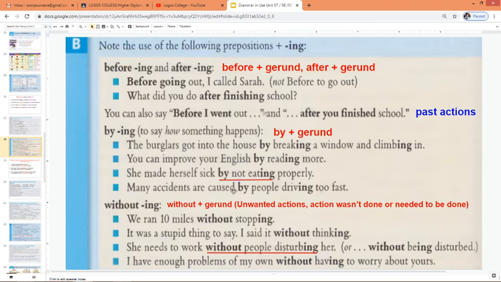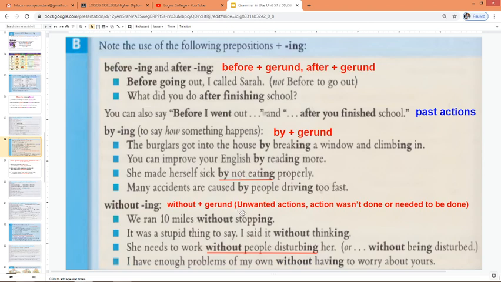Many accidents are caused by, in this case, people driving too fast, all right? So notice you can put a noun in between the word "by" and the gerund. So you can put a noun in between there if you want, and then the negative word "not" in between there also. Okay, let's look at "without."